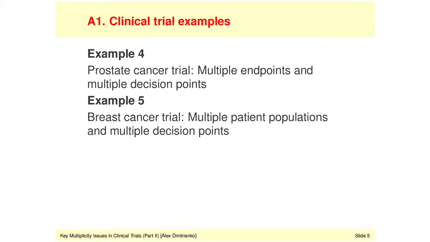Here, in example 4, which is based on a prostate cancer trial, a group sequential design will be used, and in example 5, in the breast cancer trial, a more general adaptive design will be considered with options to modify the patient population and also potentially increase the number of patients in the trial.